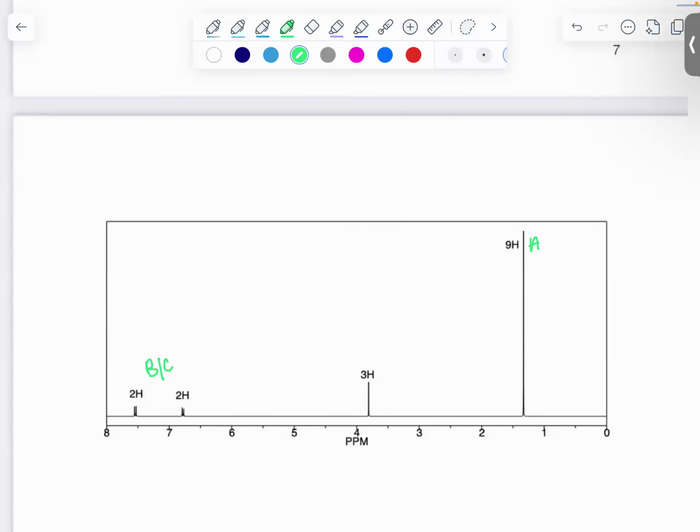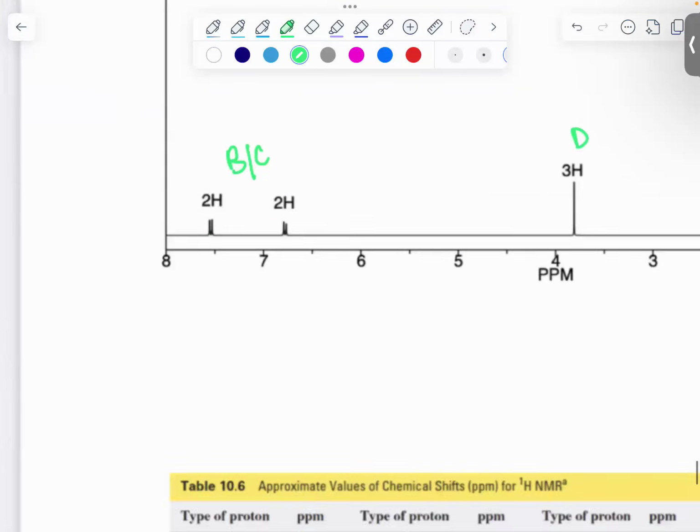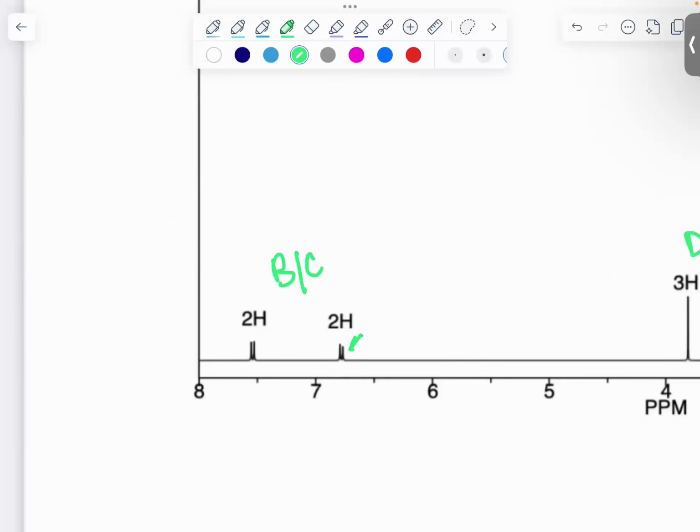B and C are aromatic. You will not ever have to identify between these two which one is B and which one is C. You will just put them in the aromatic region. And that leaves us with 1 left, which is D. If we zoom in, we can see these are both doublets, 2 H doublets, which is exactly what we predicted they would be.